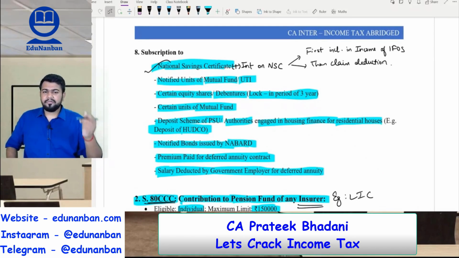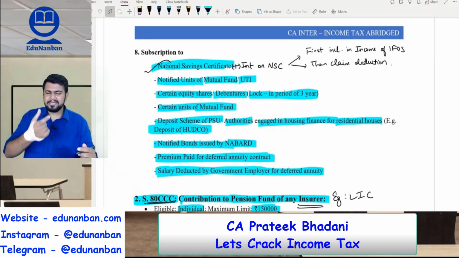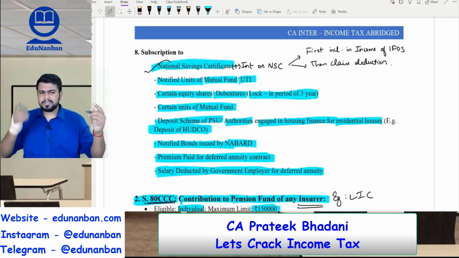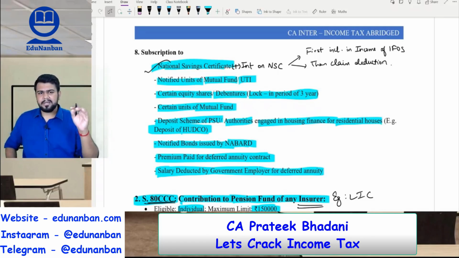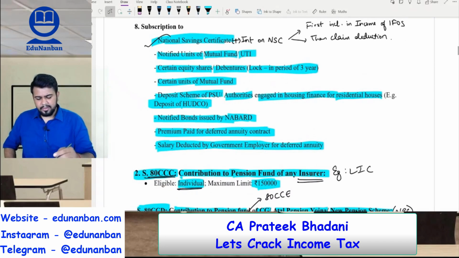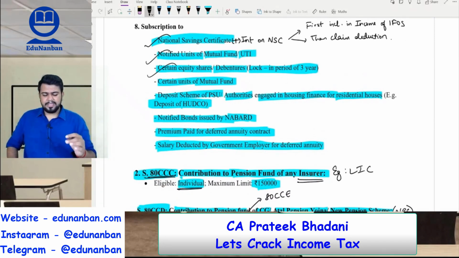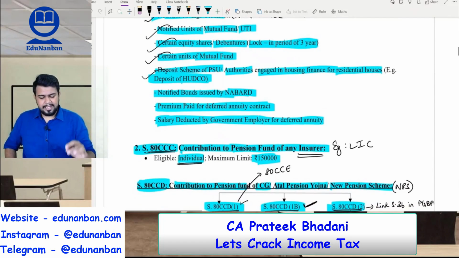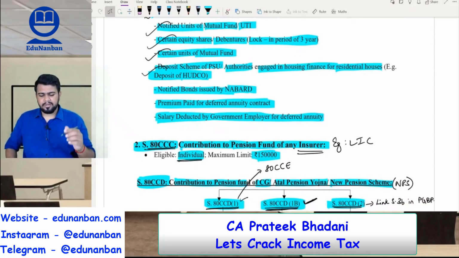You get deduction also for the interest on NSC. So if interest is received on NSC, first put it in the income column, that is income from other sources, and then you can claim it as deduction under 80C also. Then notified unit of mutual fund or UTI. Certain equity shares or debentures with a lock-in period of 3 years, if you are taking, then also you can get deduction. Then certain units of mutual fund. Then deposit scheme of a public sector undertaking or any authorities engaged in housing finance for residential houses, example HUDCO.